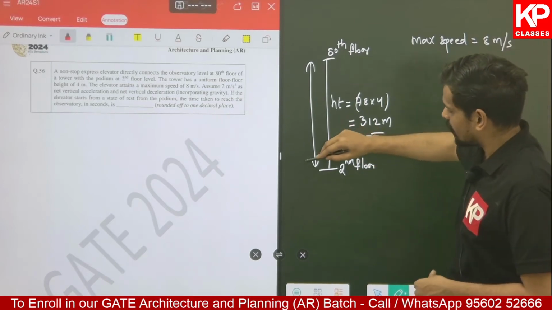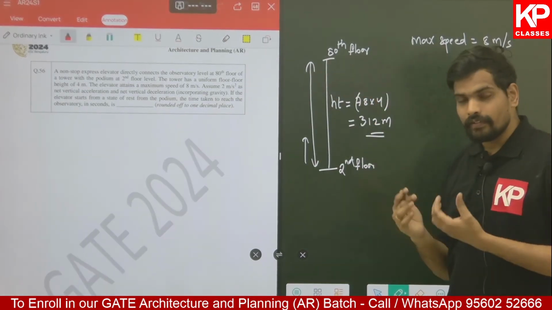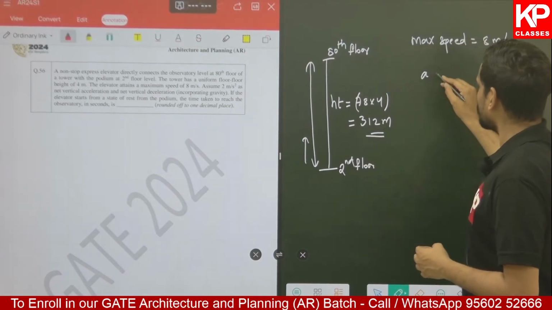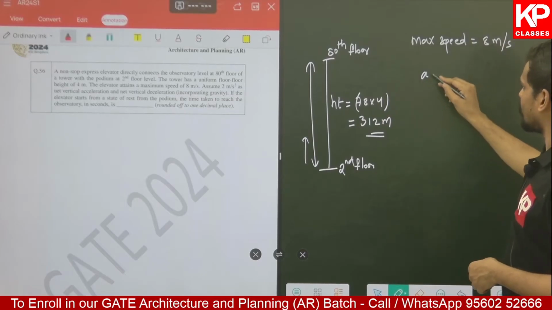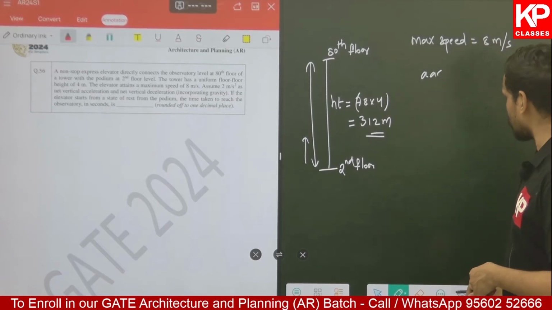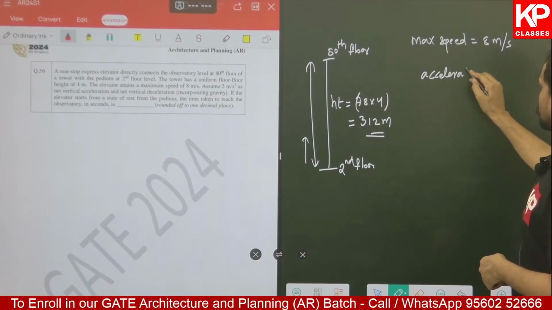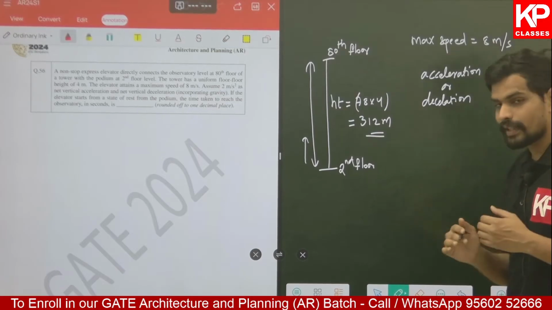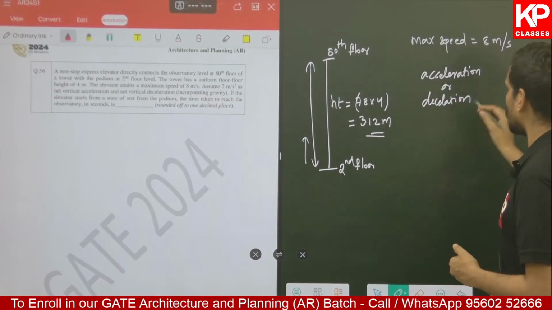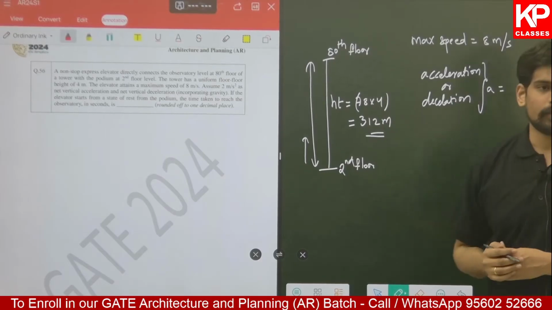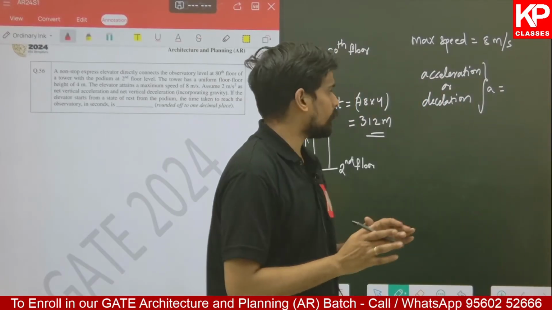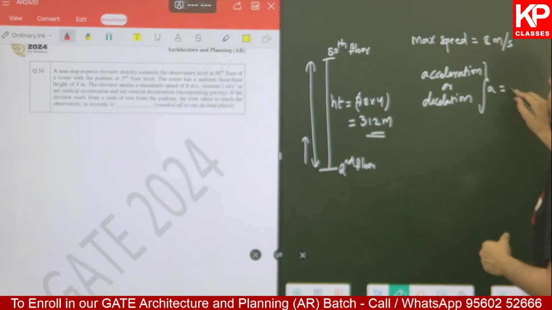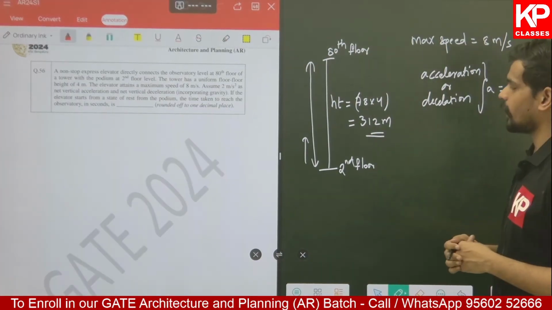So whenever the lift or elevator is accelerating or decelerating, the net acceleration or the net deceleration also, because before stopping the lift has to decelerate as well. In both cases, including the effect of gravity, the net effect is given as 2 meter per second square.